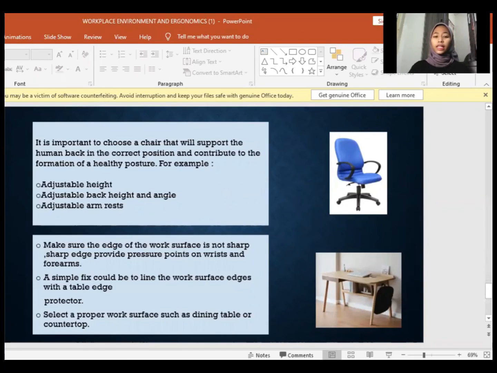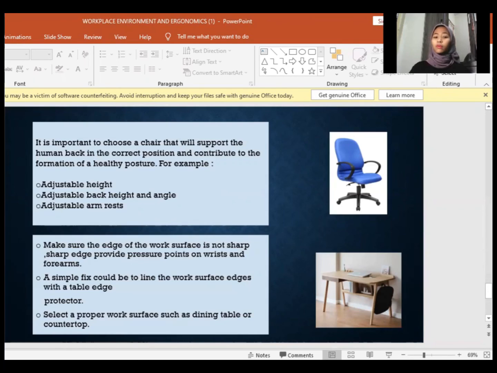Next, it is important to choose a chair that will support the human back in the correct position and contribute to the formation of a healthy posture. For example, adjustable head, adjustable backrest and angle, adjustable armrests.